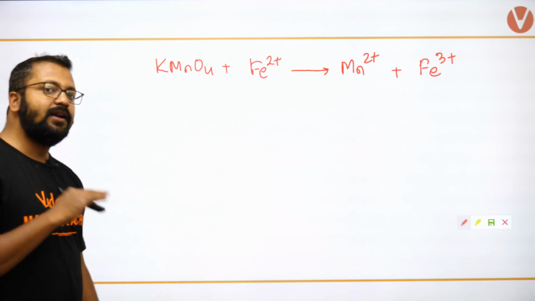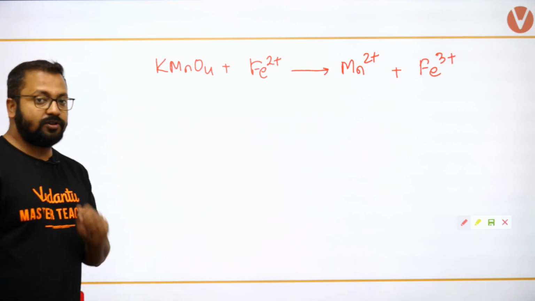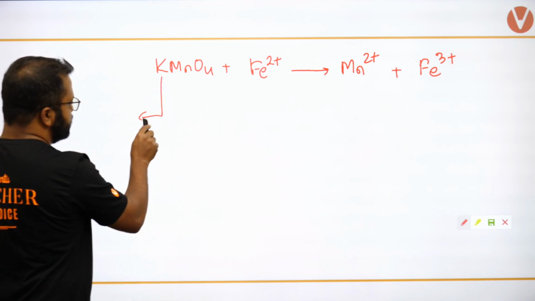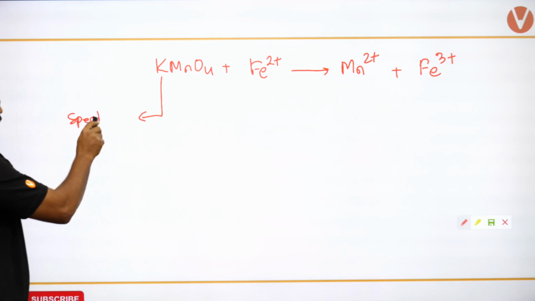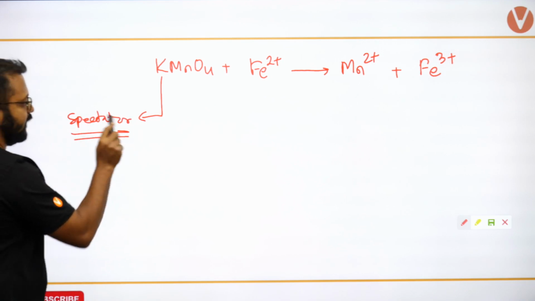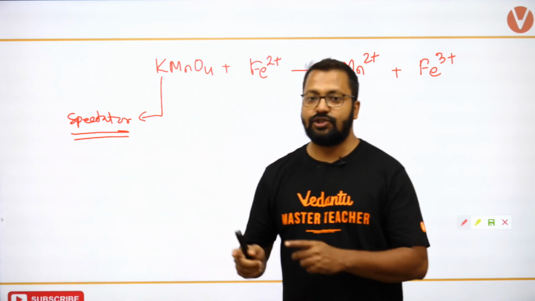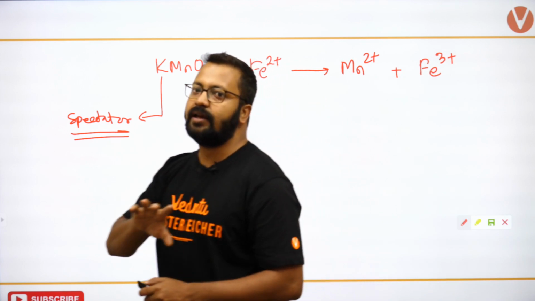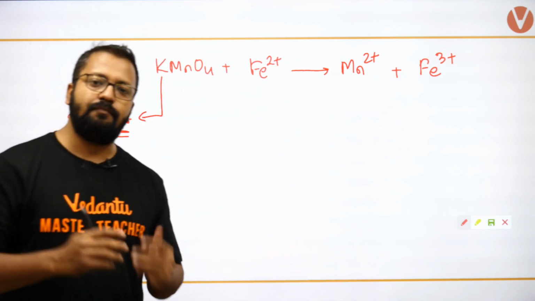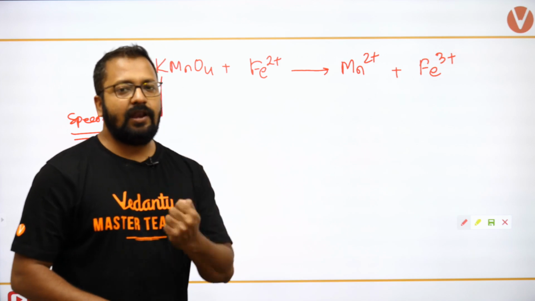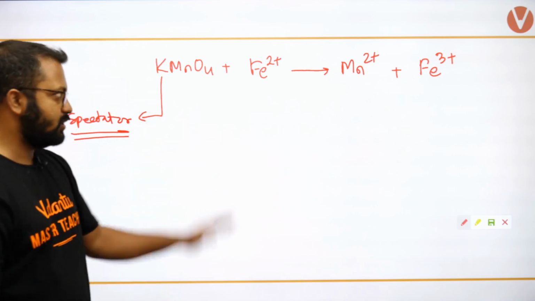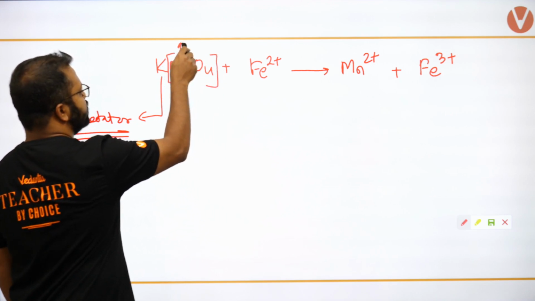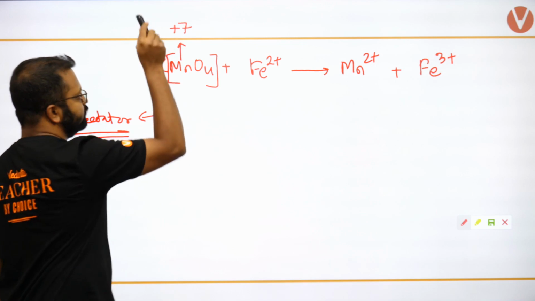The first thing is you have to identify whether this is a redox reaction or not. So remember that this potassium over here is a spectator ion. It is a spectator because potassium's oxidation state is never going to change. Its oxidation state is only +1. It can be +1 in a combined state. Other than +1 it will never ever have any other oxidation state. Manganese, on the other hand, has an oxidation state of +7.